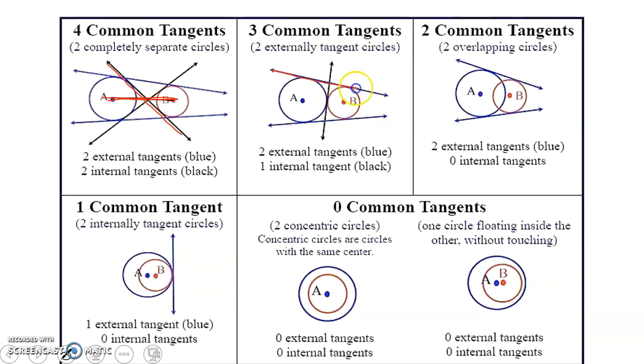Okay, these would be external, because if I connect the two centers of the circles, it doesn't cross it. So that would be external tangent, and this internal tangent. Okay, a lot like that.